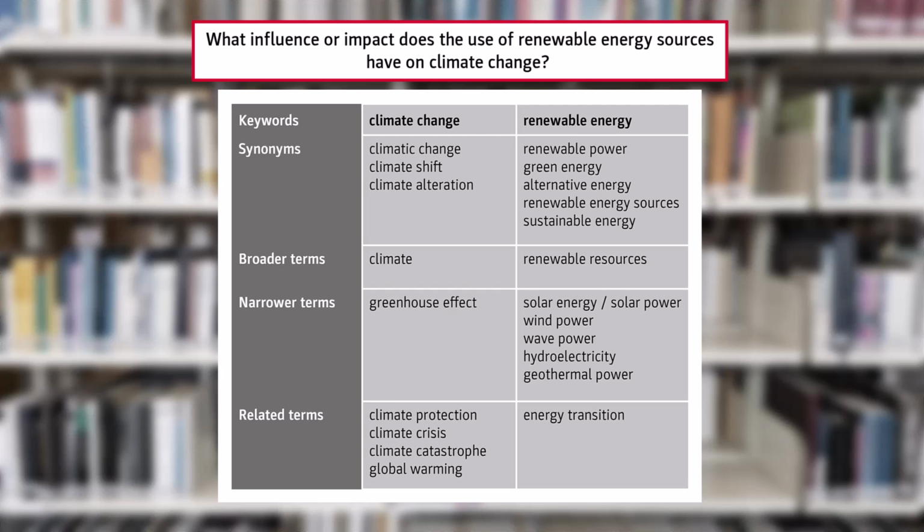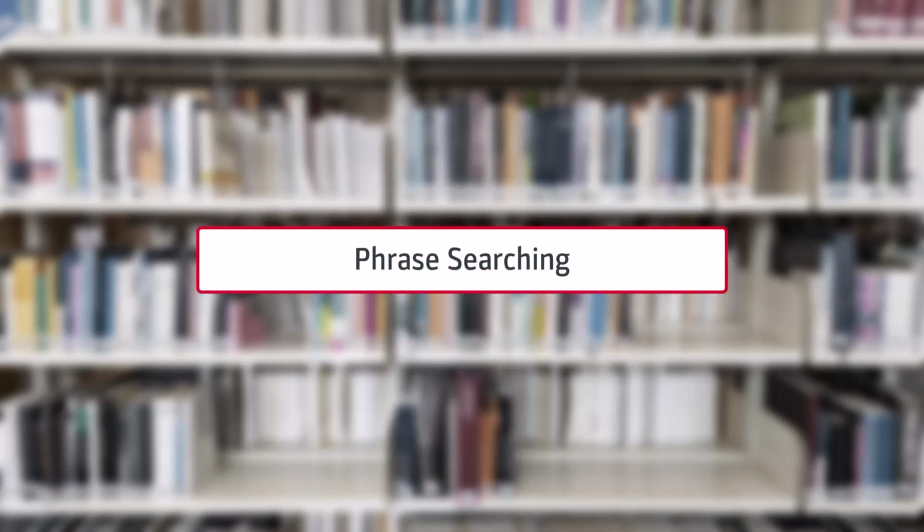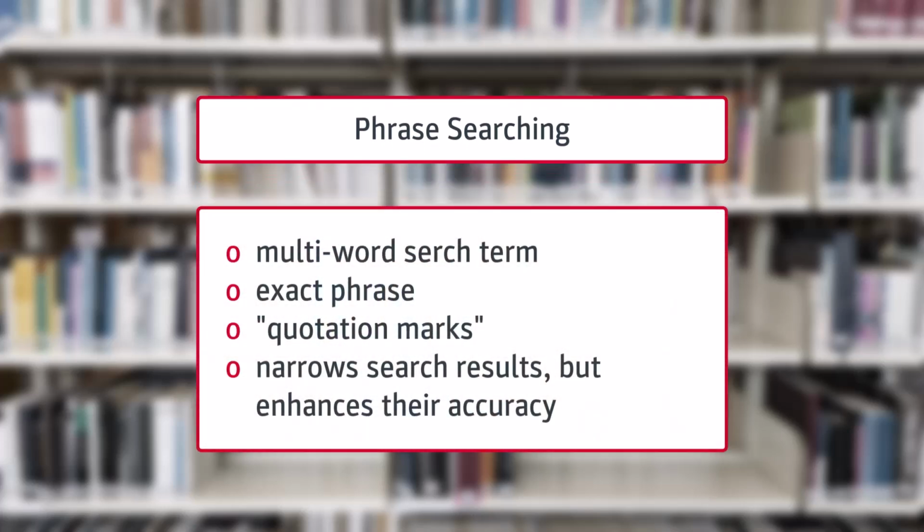When you want to find multi-word search terms such as climate change, which is common in English, the use of phrase searching is particularly useful. Phrase searching is when you search for a specific string of words. To do this, put quotation marks around 2 or more words. This enhances the precision and accuracy of the search results, but it also reduces the number of search results.